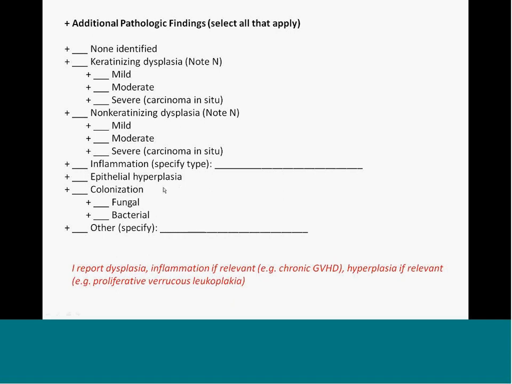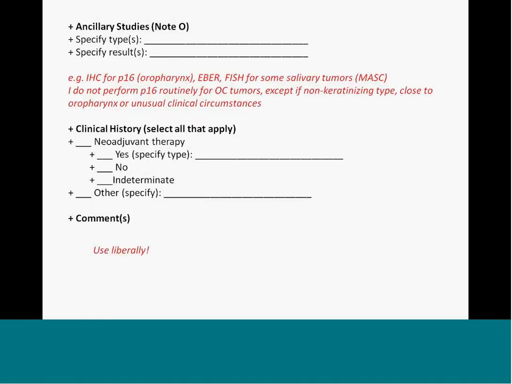Epithelial hyperplasia is relevant in some circumstances. So, for instance, you might have carcinoma that's arising in a background of proliferative verrucous leukoplakia, and you're able to tell that based on prior biopsy specimens.